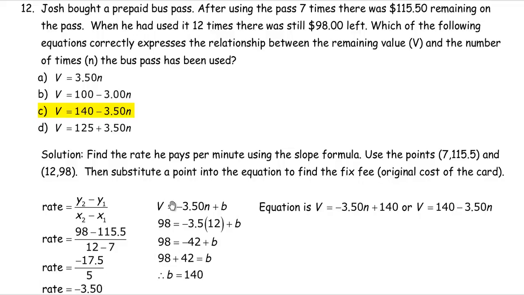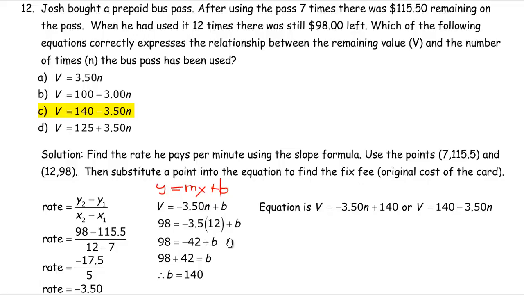So the equation, and I'm modeling this after y equals mx plus b. And instead of y, I'm calling it v, and it says it right in the question. V is the value remaining. I'm not using y, so that's what v represents. The rate is the negative 3.5. The number of times he uses the bus pass, we're not calling x, we're calling n. There's the n right there. And then plus b. B is the fixed amount or the initial amount.